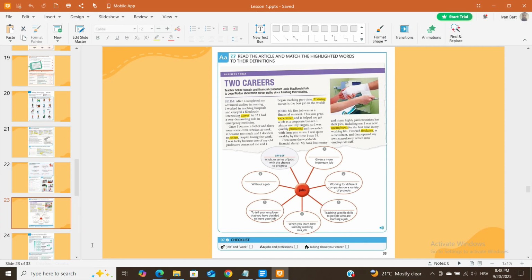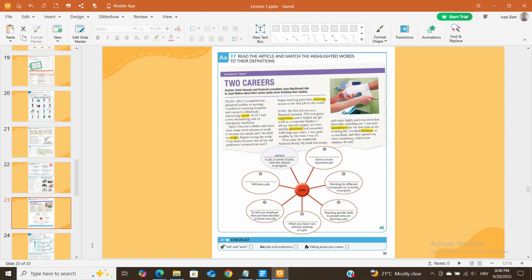Business Today. Careers. Teacher Salim Hussein and financial consultant Josie McDonald talk to Joan Ridden about their career paths since finishing their studies. Salim: After I completed my advanced studies in nursing, I worked in teaching hospitals and enjoyed a fabulously interesting career. At 32, I had a very demanding role in emergency medicine. Once I became a father and there were some extra stresses at work, it became too much and I decided to resign, despite loving the work. I was lucky because one of my old professors contacted me and I began teaching part-time. Training nurses is the best job in the world.